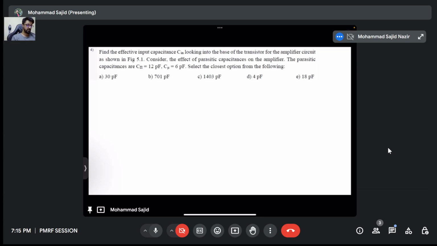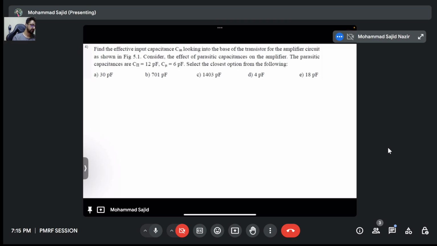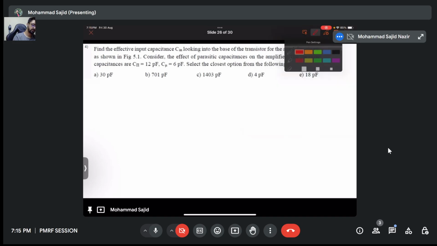The question says we need to find the effective input capacitance looking into the base of the transistor. Consider the effect of parasitic capacitances. Here the question says we need to take the parasitic capacitance into account as well, that are 20, 12, and 6 picofarad.